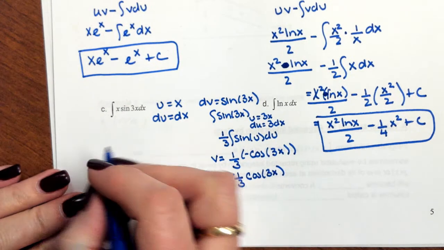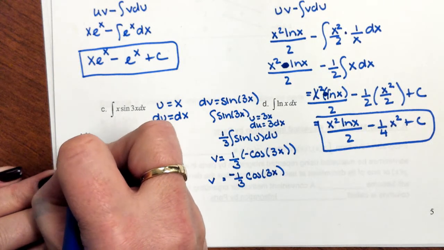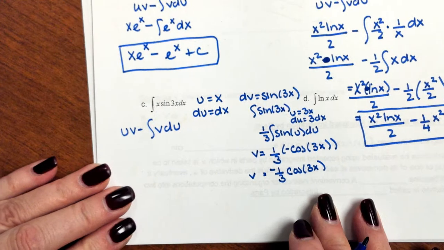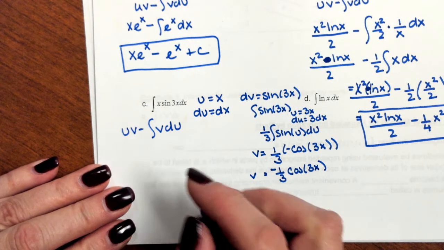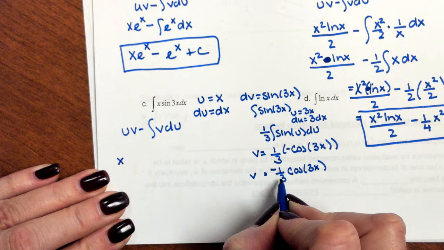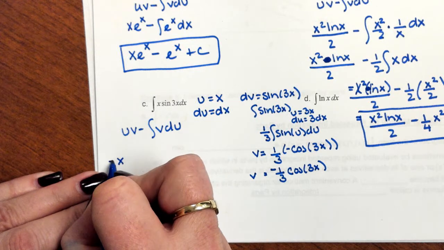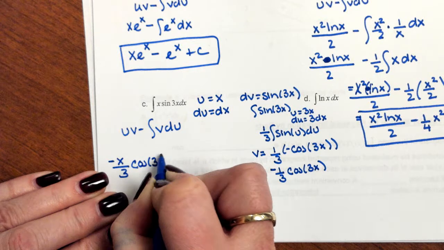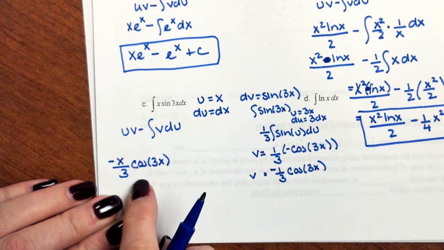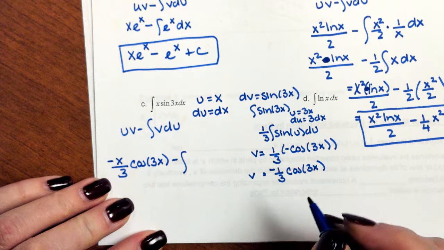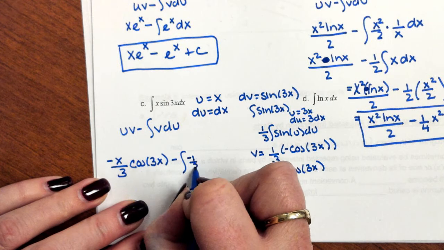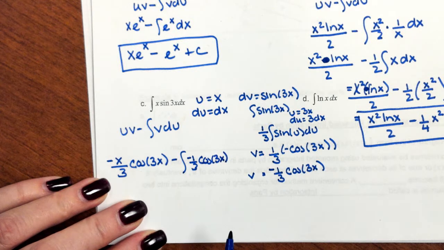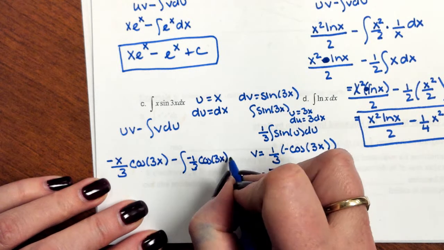So now I want to plug into my parts, u times v minus your integral of v times du. So again, u is just my x, times v, which is negative 1/3, so I'll write that as negative x over 3, times the cosine of 3x. So there's my u times v. Minus your integral of v, which is a negative 1/3 cosine of 3x, times du, which is just a dx.